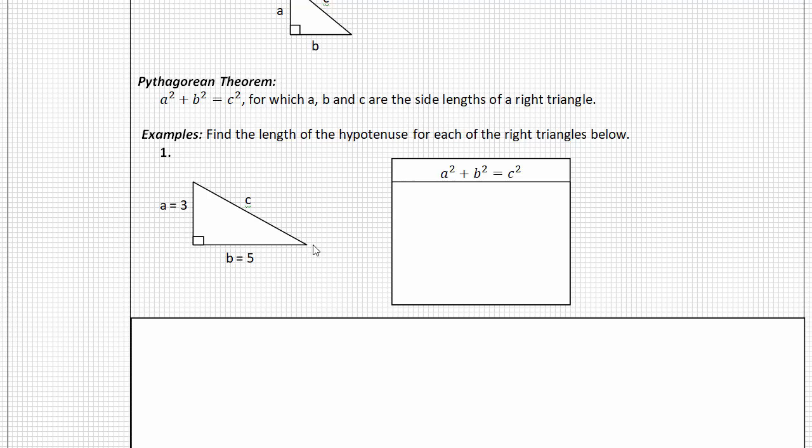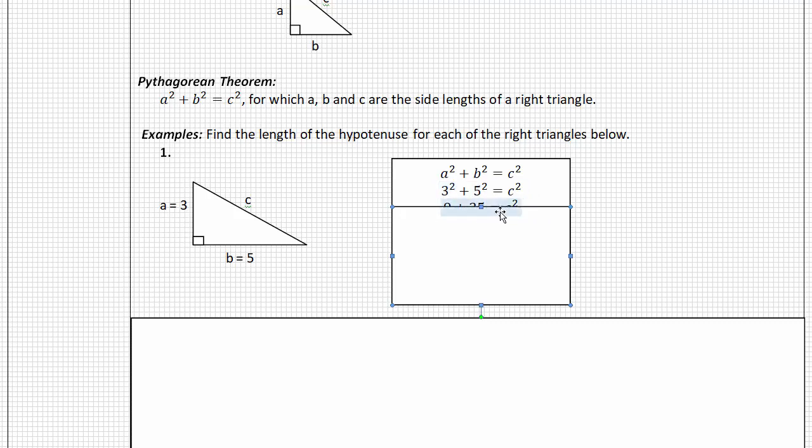As with any formula that we're going to use, we first want to start by writing out the formula. It's a squared plus b squared equals c squared, and then use the values from the problem to fill in. So if a equals 3 and b equals 5, we're going to fill that in for a and b respectively in our formula. Replacing a with 3, so 3 squared, replacing b with 5, plus 5 squared equals c squared. We're going to be solving for c.